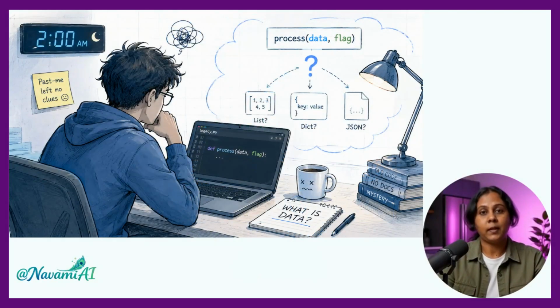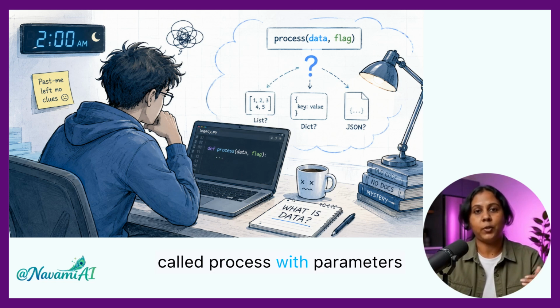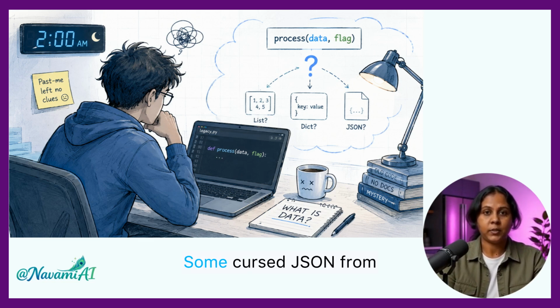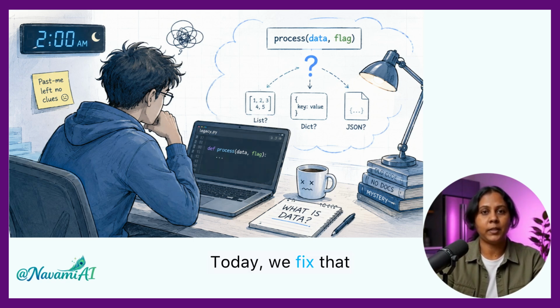It's 2 a.m. You're deep in an old project. You find a function called process with parameters data and flag. No hints, no comments, just vibes. What's data? A list? A dict? Some cursed JSON from 2019? You don't know. And past you didn't leave a note. Today we fix that forever.